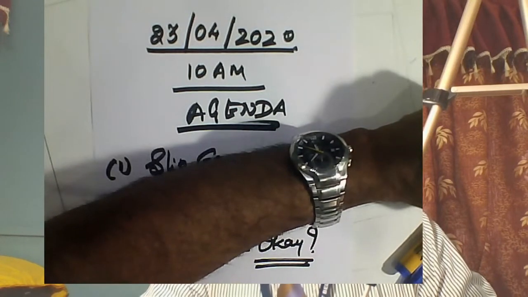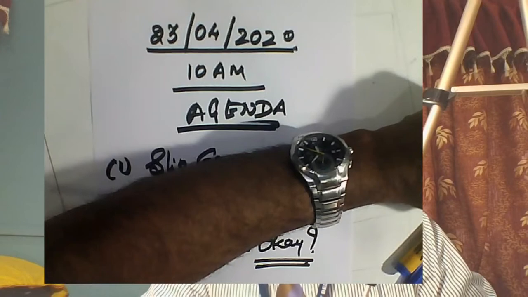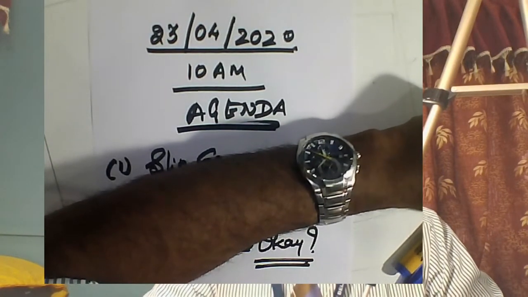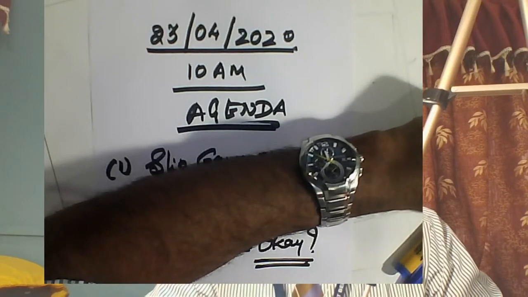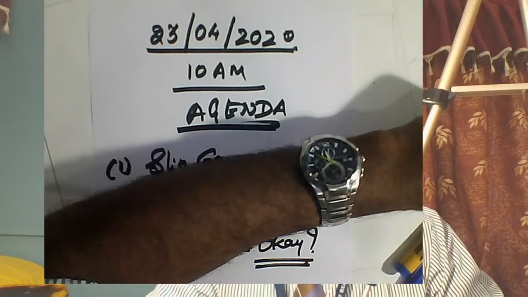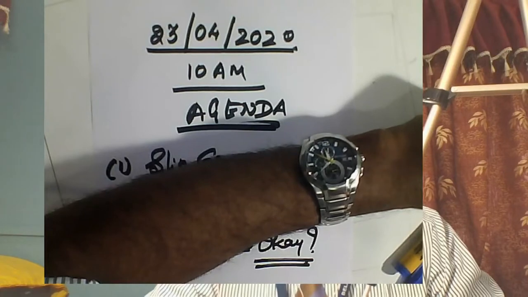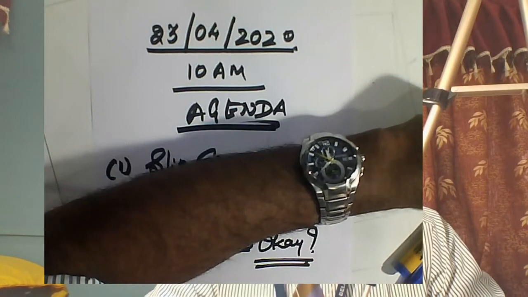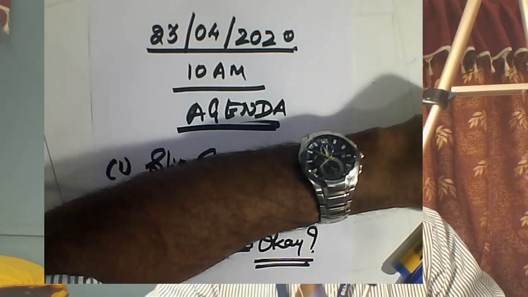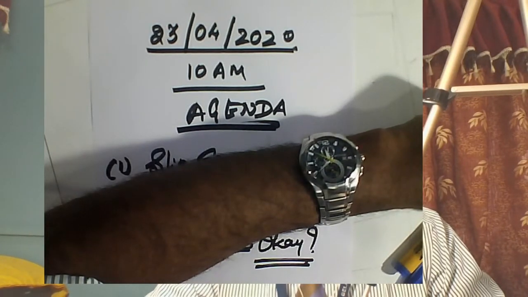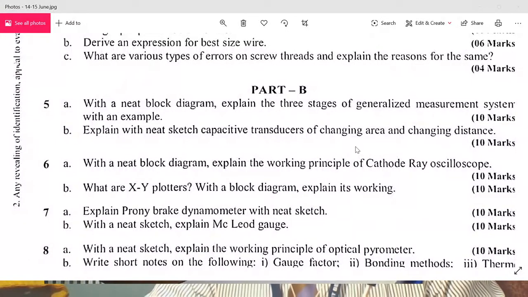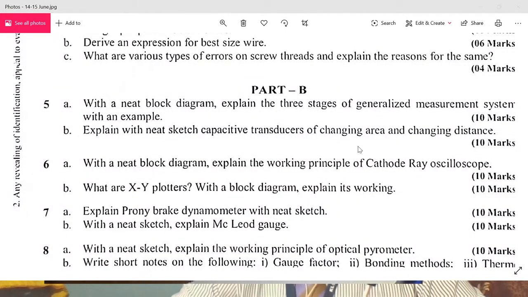Yes, question 7, discuss once again tomorrow. What is question number 7? Let me just check. Wait. Oh, I see. Wait, I will show you. Okay, question number 7 is: explain Prony brake dynamometer with neat sketch, and with a neat sketch explain MacLeod gauge.